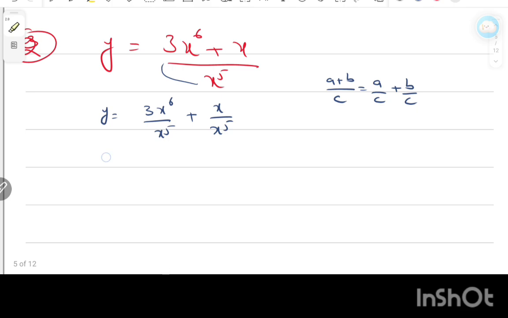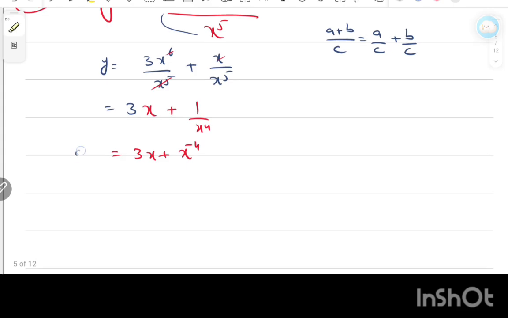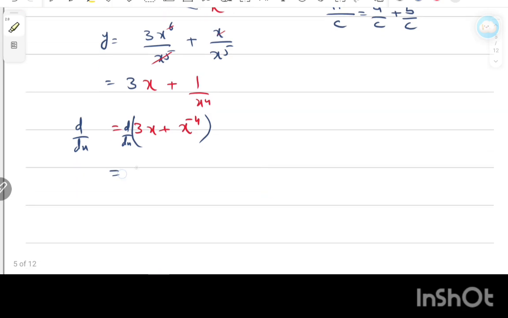Moving further, this will be 3, and if we cancel with this power, only x remains. Here x is cancelled with this term, so we get 1 over x to the power 4. After that, 3x plus x to the power minus 4. Now we have to take the derivative on both sides.